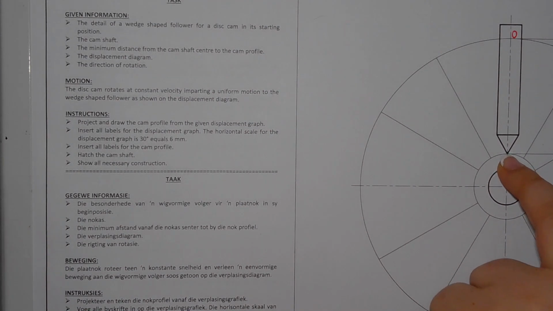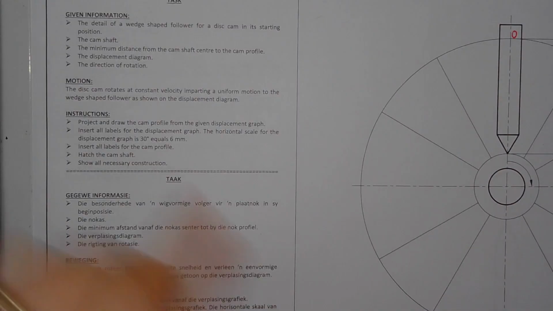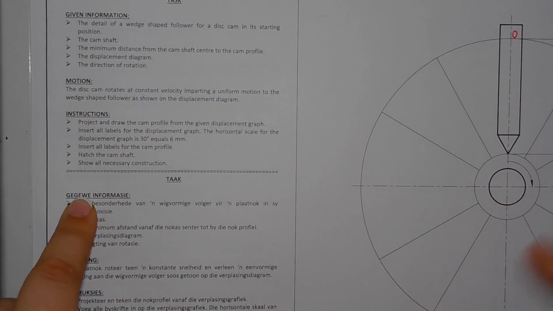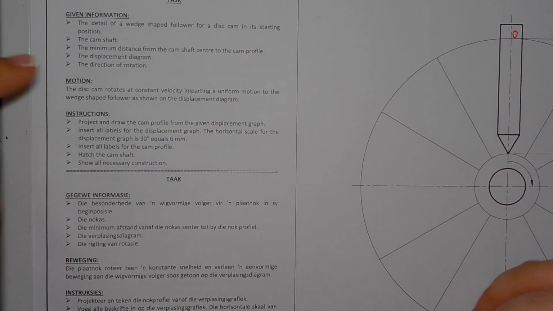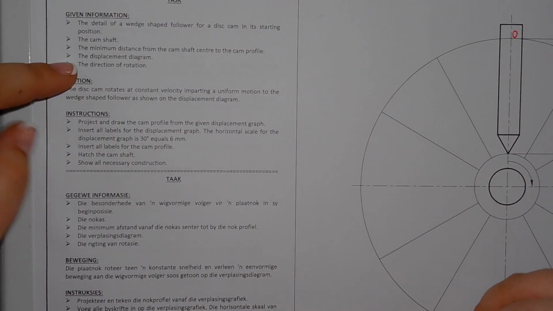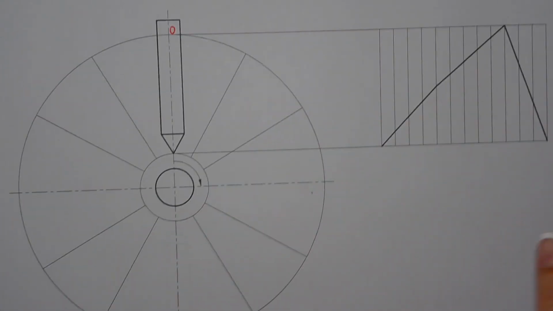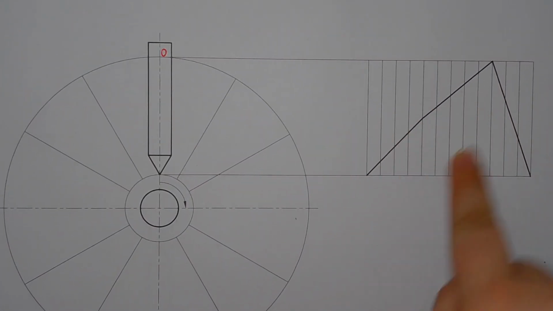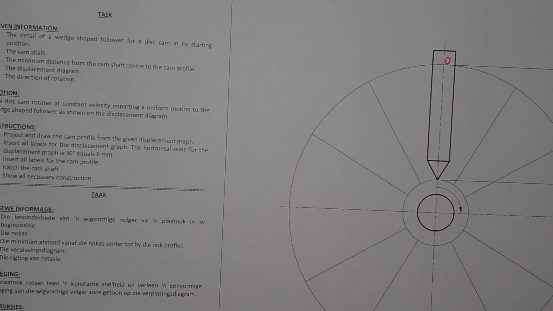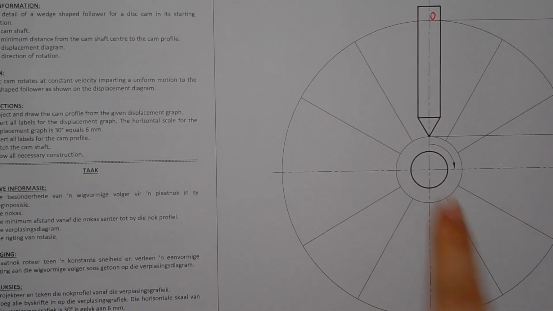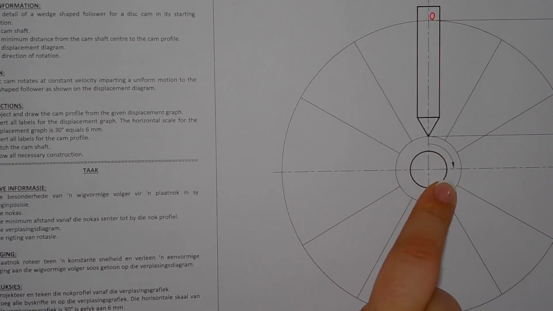At a later stage, we'll give you nothing, and we will just explain. Then you'll need to redraw it. You will get an example of what it needs to look like, but you'll need to redraw. So that's why I'm showing as I'm going. Then you have the displacement diagram. That is this graph thing, displacement diagram. Then you have the direction of rotation. In this case, it goes clockwise.